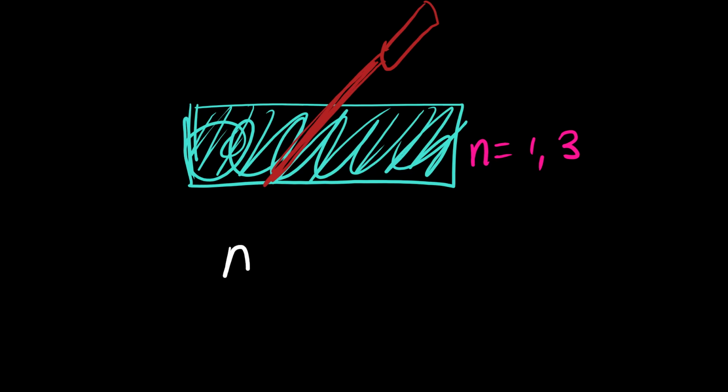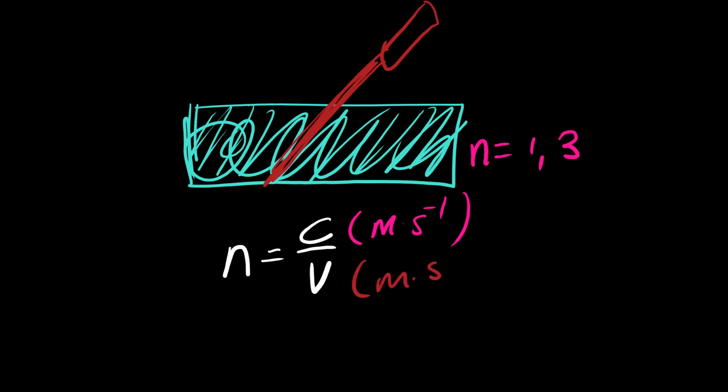As you can see, the equation is n equals c over v. What is the SI unit of c? It's meters per second. Then what is the SI unit of v? It's meters per second. Now you can see that this will result in 1. Then it means the SI unit of refractive index, we cannot say it's 1, but we can also say it's 1.